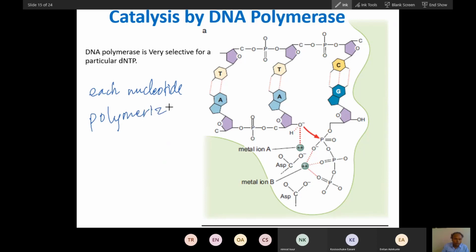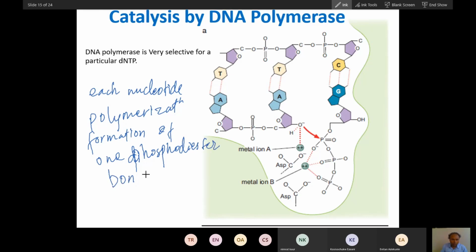So in that sense, you will understand that each nucleotide polymerization, which is the formation of one phosphodiester bond, requires 2 high energy phosphates. You can see here these 2 phosphates will be released and the bond will be formed with this phosphate, as you can see here. So these 2 high energy phosphates will be released.